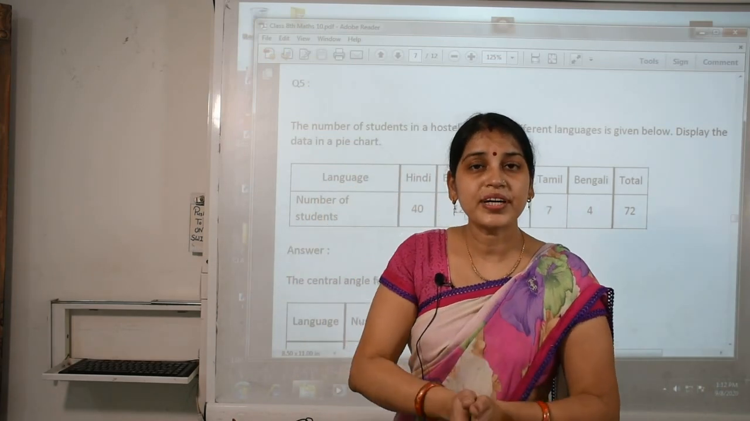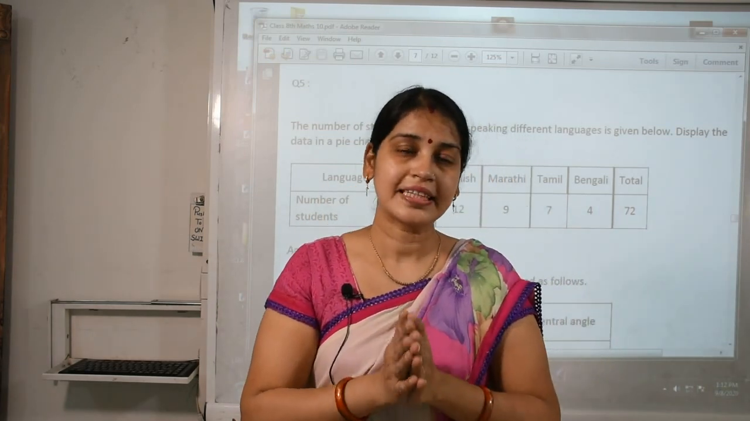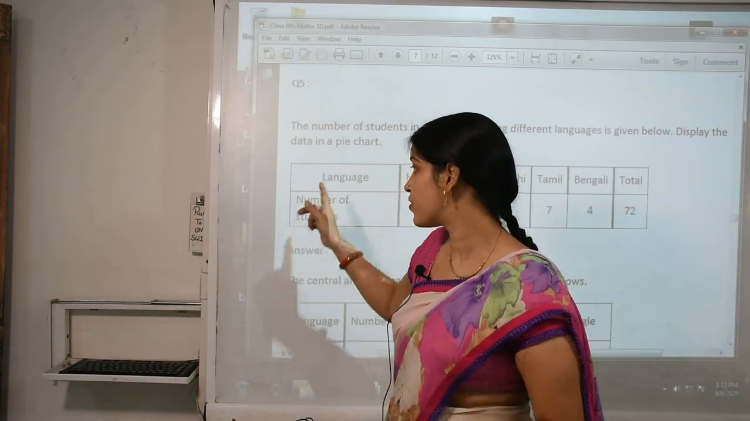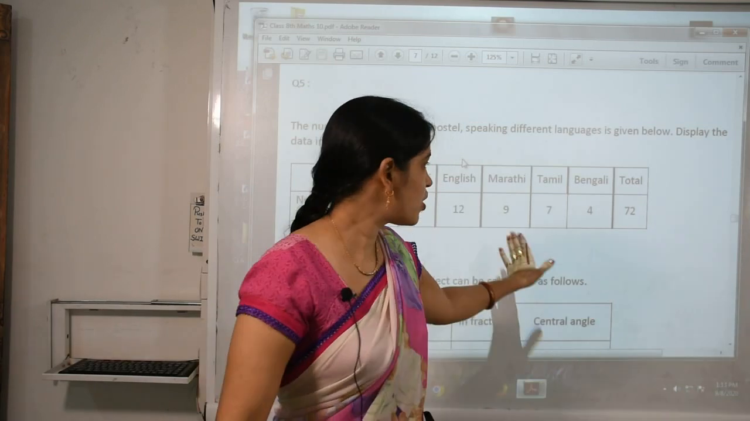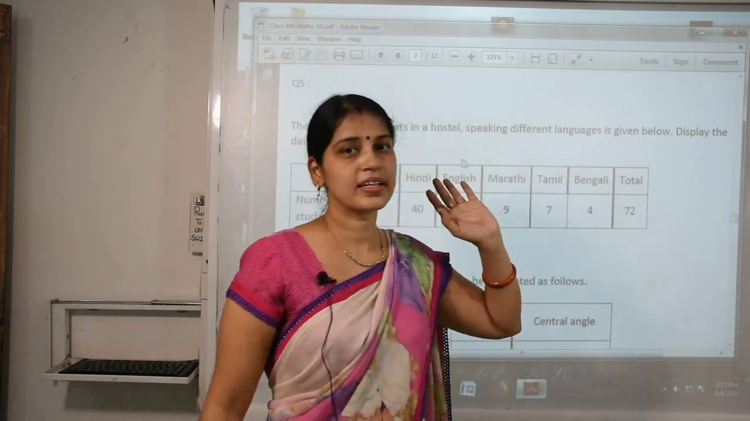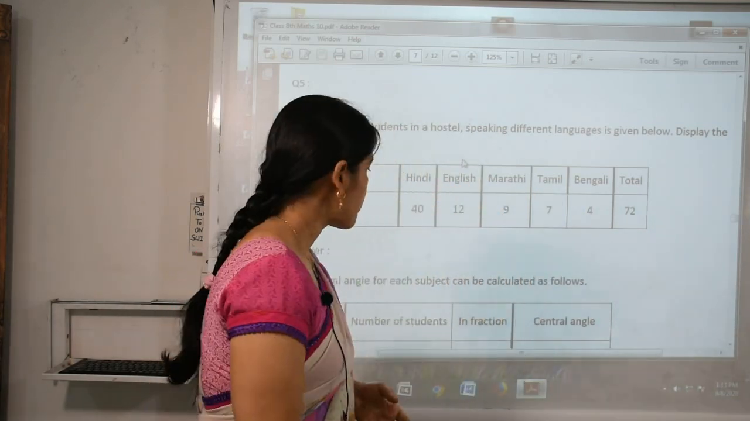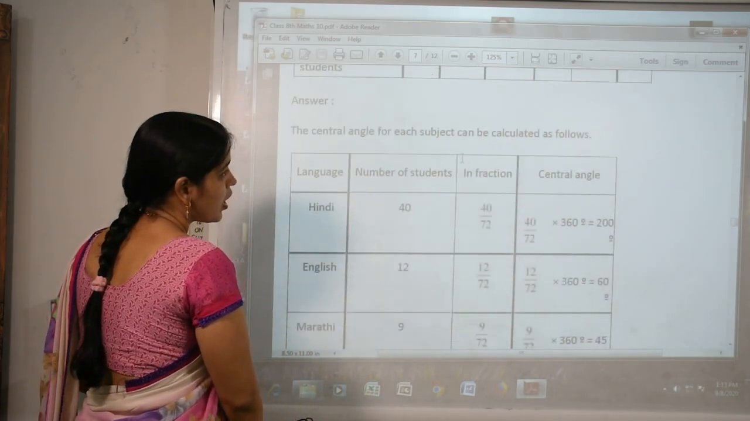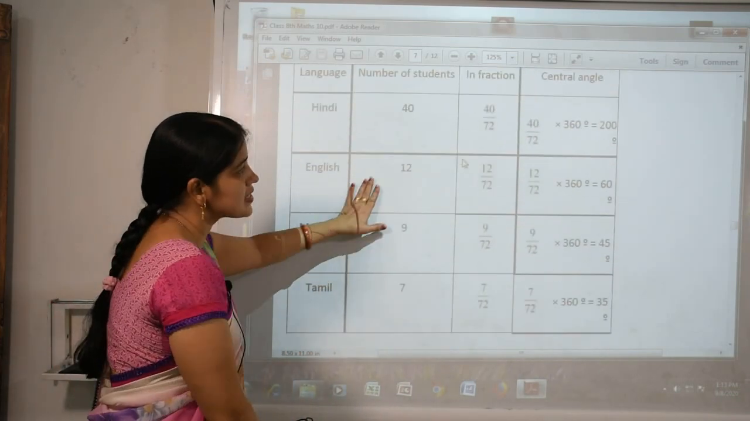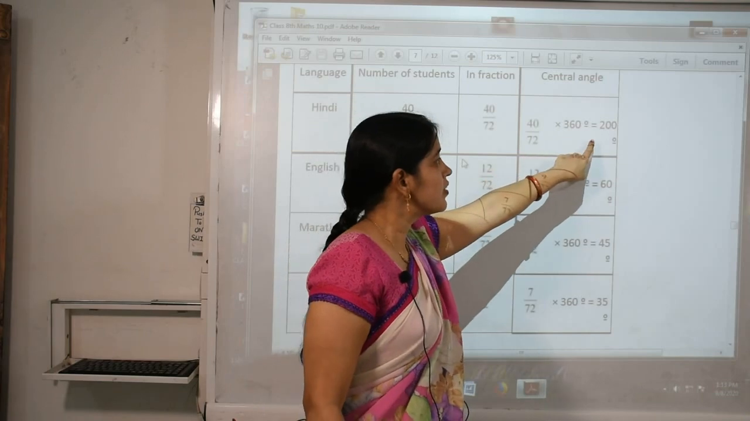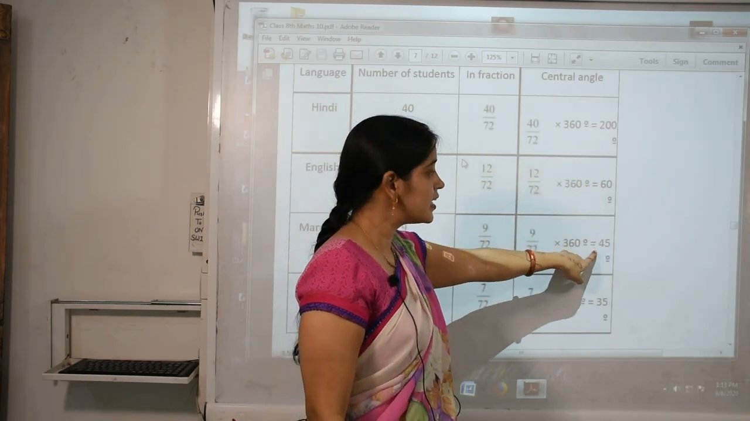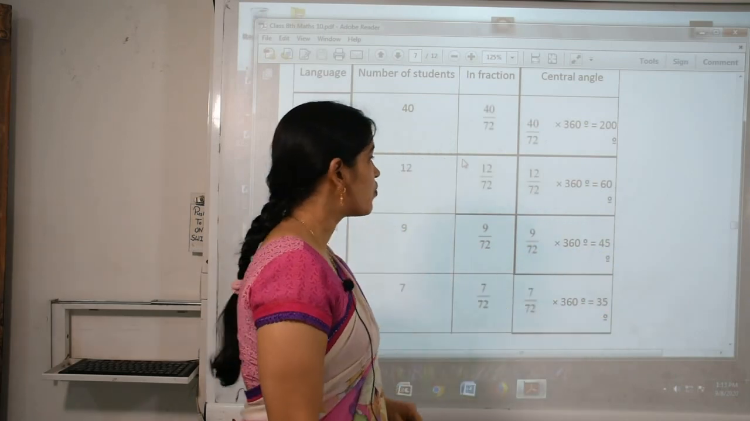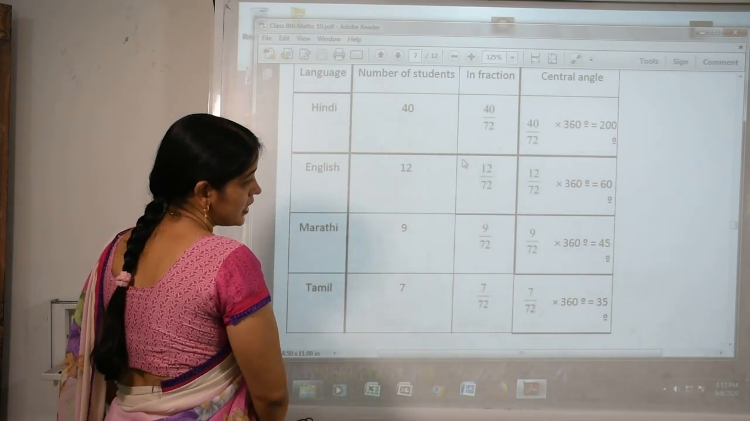You have to find first what? Yes, central angle. First find the central angle, and after finding the central angle of all this, then you have to draw its pie chart. Okay, so you have to make 4 columns like this, and you are getting here first angle 200 degree, second angle 60 degree, third 45 degree, fourth 35 degree.